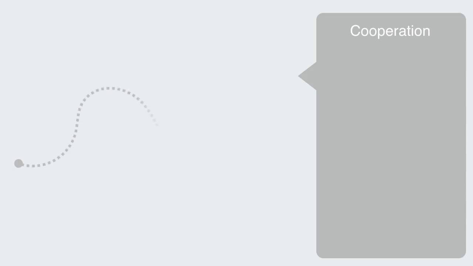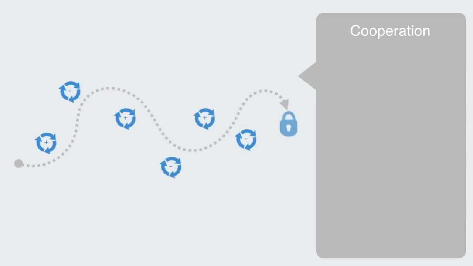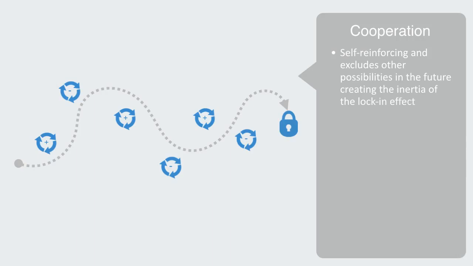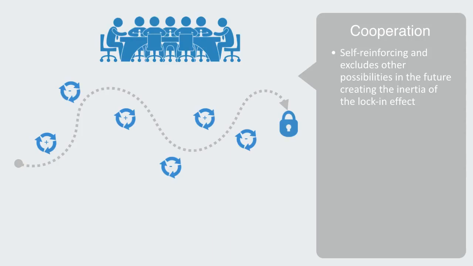All of these, positive feedback, the network effect, and negative externalities, mean that once we decide to go down a particular path, it is self-reinforcing and excludes other possibilities in the future, creating the inertia of the lock-in effect. Breaking out of this will require either greatly more efficient technology coming along, or very efficient organization for people to cooperate on changing to a better available solution.